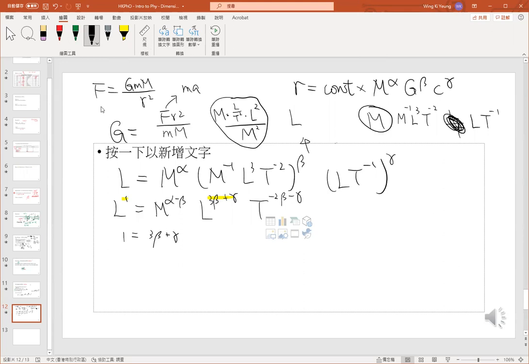And then the next one is, how about M? There's no M on the left hand side. So that means it's actually M to the power 0. You know M to the power 0 means 1. So that means 0 is equal to alpha minus beta. And similarly for the time, 0 equals negative 2 beta minus gamma.